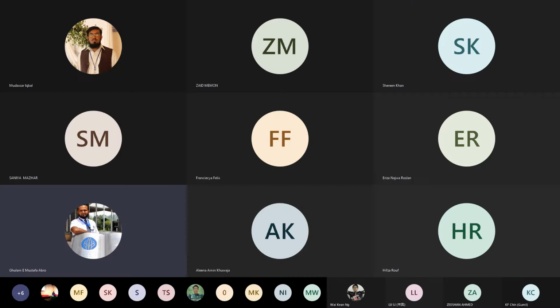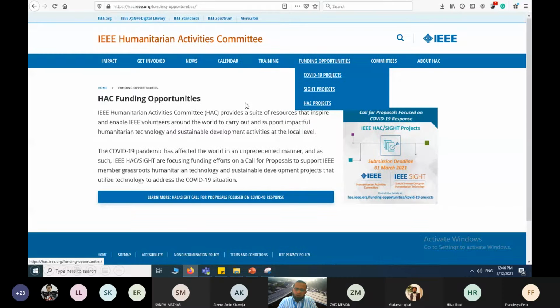This main point, this is step one: you write on your Google Chrome this particular URL. And over there, when you open this particular website, you will see funding opportunities.